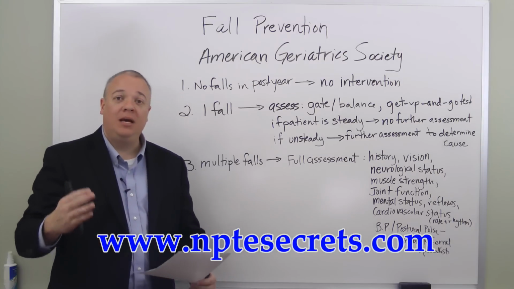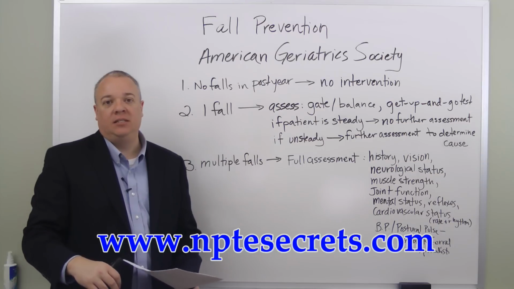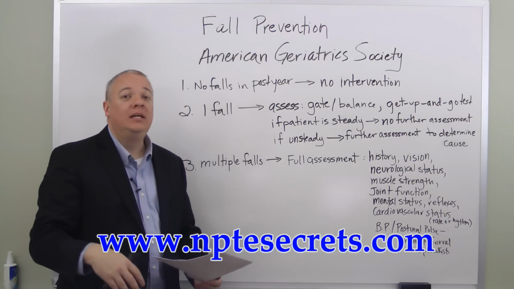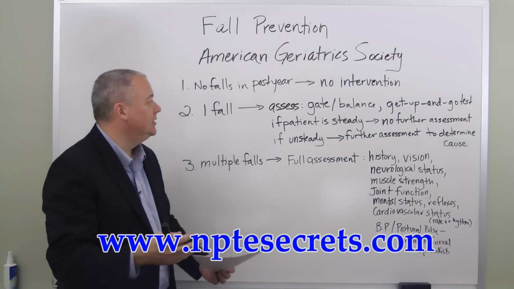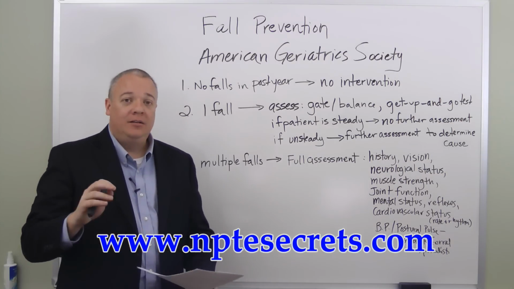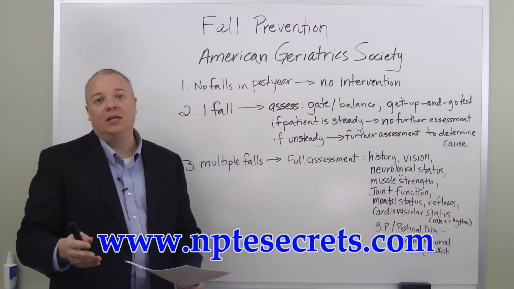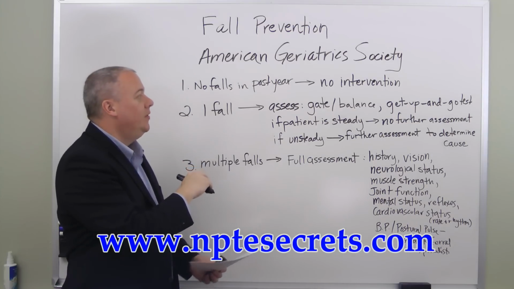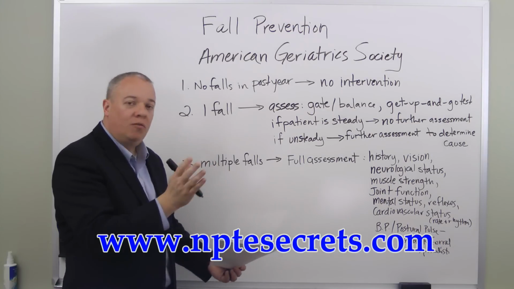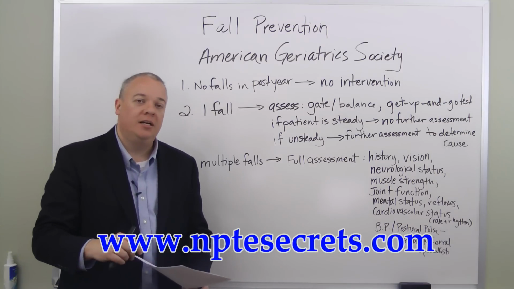As you're watching them get up and go and come back, if they're steady, no further assessment is necessary. However, as you watch them in this test and you watch their gait, you watch their balance, if they're unsteady, then assess further to perhaps determine the cause of the unsteadiness, what's going on. So basically, if there's been one fall, quick assessment of their gait and balance. If they're steady, no further assessment. If they show some unsteadiness, then you need to assess further to try to determine the cause.